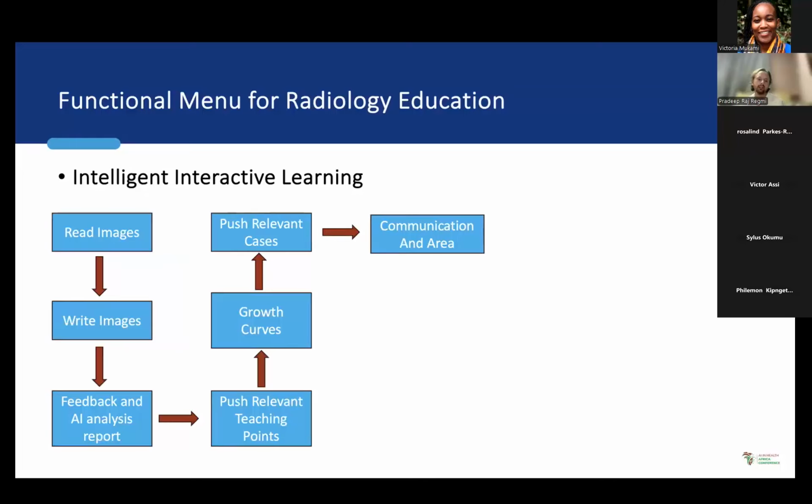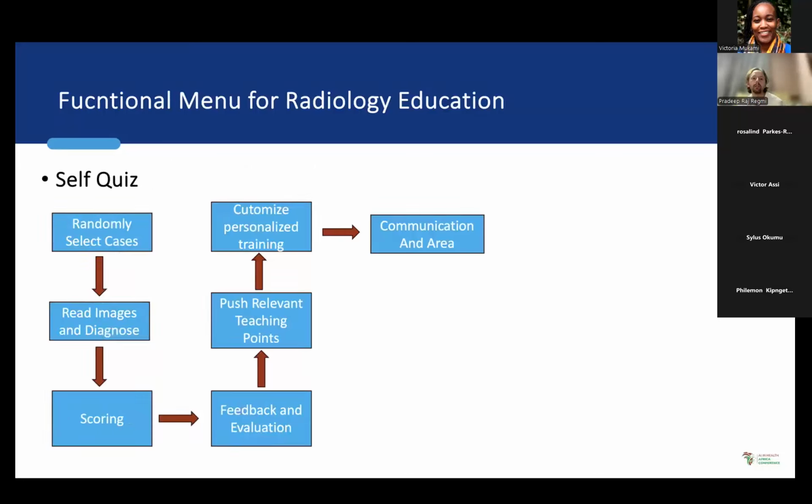And for interactive learning as well, they read the images, write the reports, and they get feedback from AI analysis with the report. They push relevant teaching points through AI, and there will be a growth curve and relevant cases pushed to the students who require them, and there will be communication between the teacher and the student. So this can be used as an interactive learning model as well. Another could be self quiz for the students: randomly select cases, read images, and diagnose from that data set, and scoring will be automated. This can be used as a teaching and learning activity in radiology education.